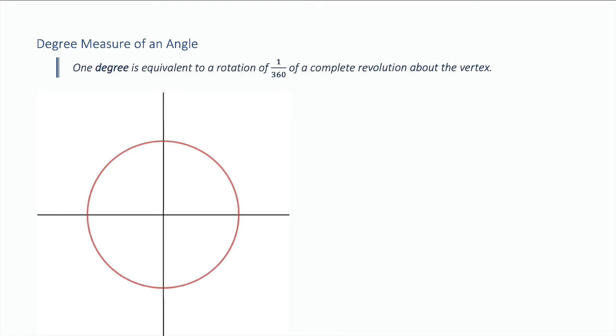We also have the degree measure of an angle, and this is perhaps more familiar to you. A degree is simply defined to be a rotation of 1/360th of a complete revolution about the vertex. So you take the circle and divide it into 360 equal parts, and one of those parts gives an angle measure of 1 degree.